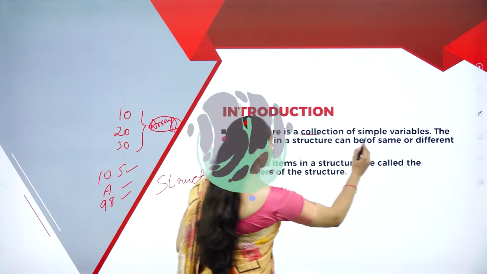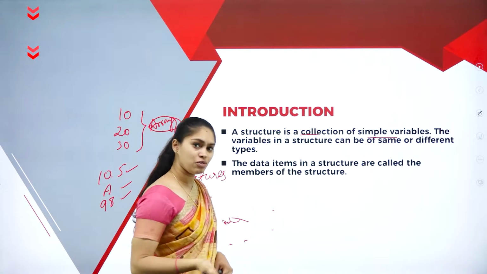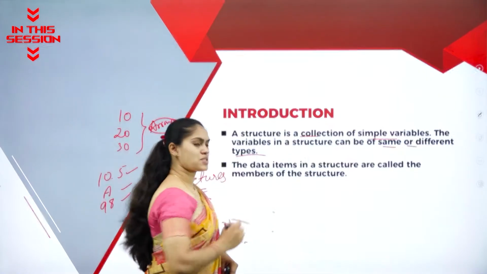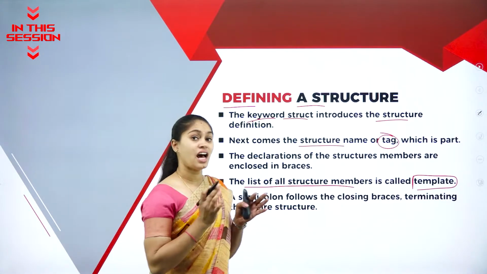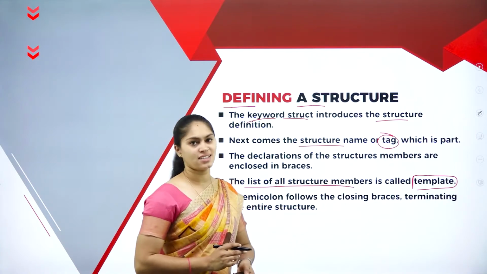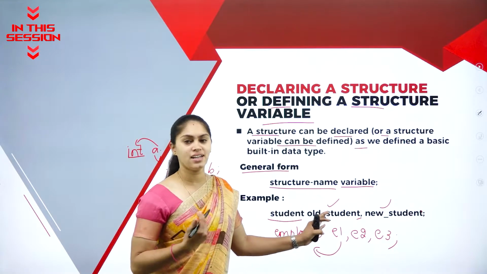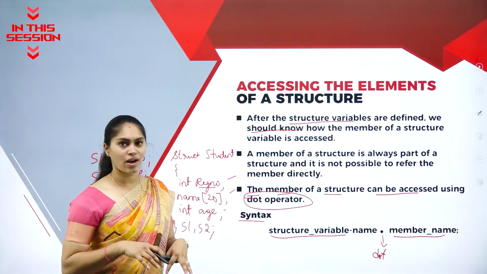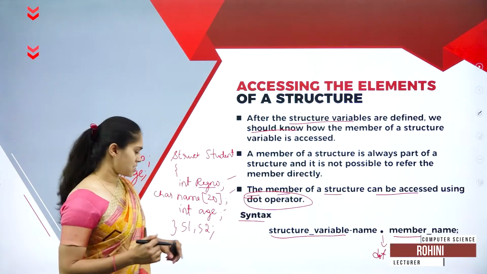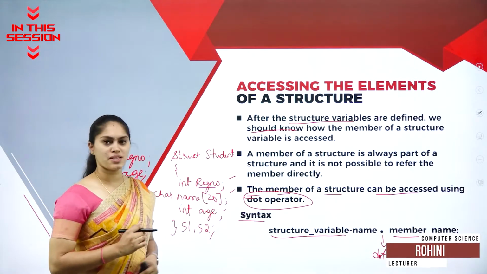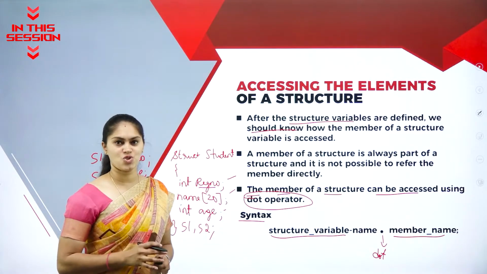Structure is a collection of simple variables and that variable can be of the same or different types. Tag is nothing but the name of a structure and members of a structure are called templates. Structure is a collection of predefined or built-in data types. If I want to access it, then I can access it with a variable name and the dot operator. Then I have to specify the member name of the structure.